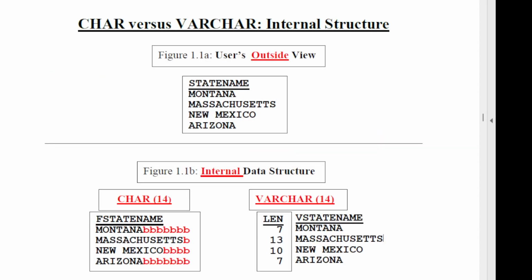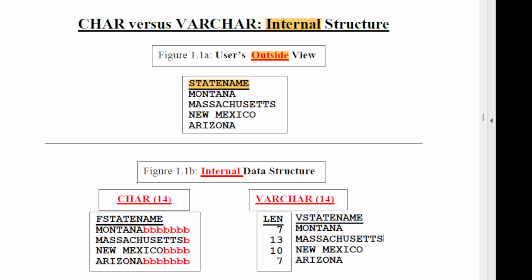Let's take a look at CHAR versus VARCHAR. Now, this is an internal structure. What does the data look like on the outside? We'll assume we have a table, not defined here, with a column that contains the name of the states, the full name. So there they are, Montana, Massachusetts, New Mexico, and Arizona. Now, by eyeballing this, you've got to believe me on this one, you cannot eyeball this column and deduce the fact that it is either fixed length or variable length.